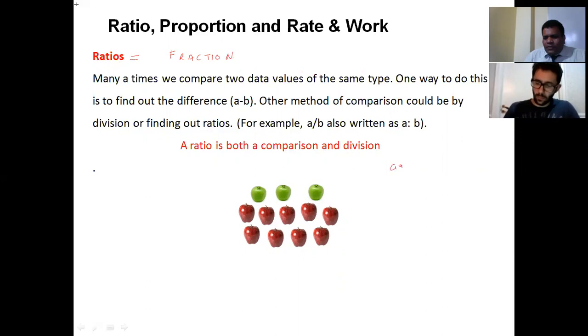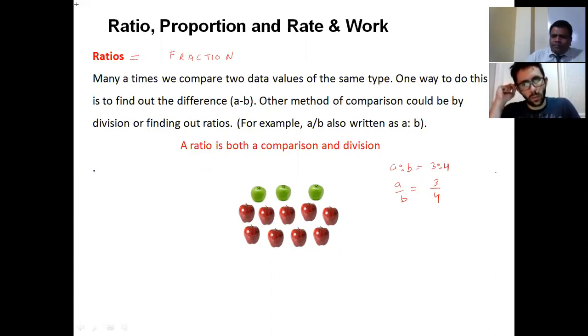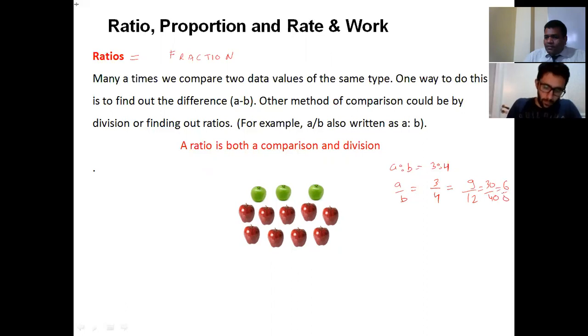When I say the ratio A is to B is, let us say, 3:4, this can also be written as a fraction, A by B is equal to 3/4. Does it mean A is 3, B is 4? No. It could be maybe 9 and 12, when you multiply by 3. It could be 30 by 40. It could be 6 by 8. So when I say A is to B is 3:4, it doesn't mean that A is 3 and B is 4, right?